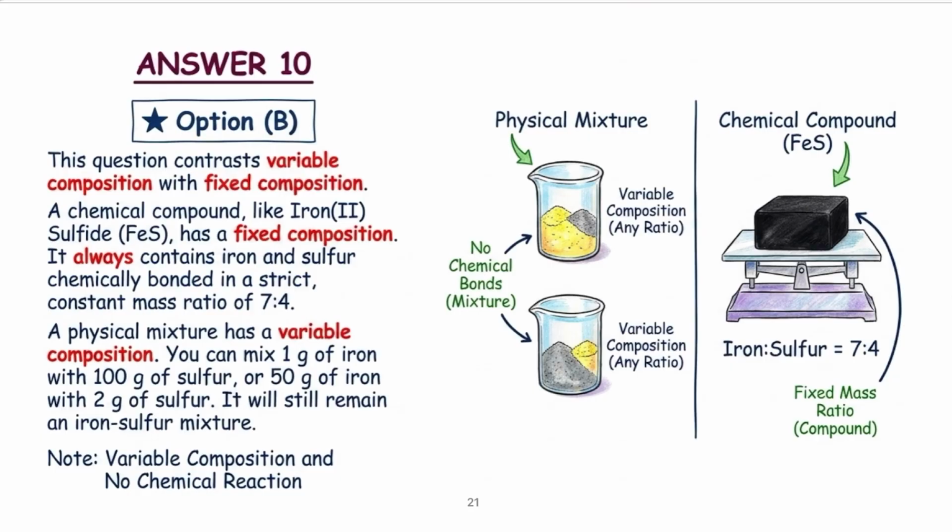Now check the explanation. This question contrasts variable composition with fixed composition. A chemical compound, iron sulfide, has a fixed composition. It always contains iron and sulfur in a fixed ratio, which is 7:4. But a physical mixture has variable composition. We can mix 1 gram of iron with 100 gram of sulfur, or 50 gram of iron with 2 gram of sulfur. Then again this will be a mixture, not a compound.